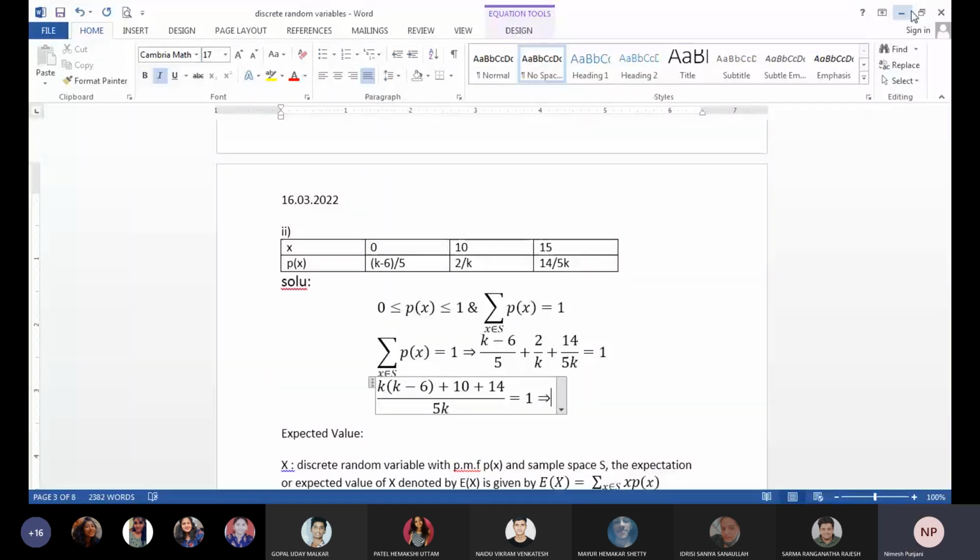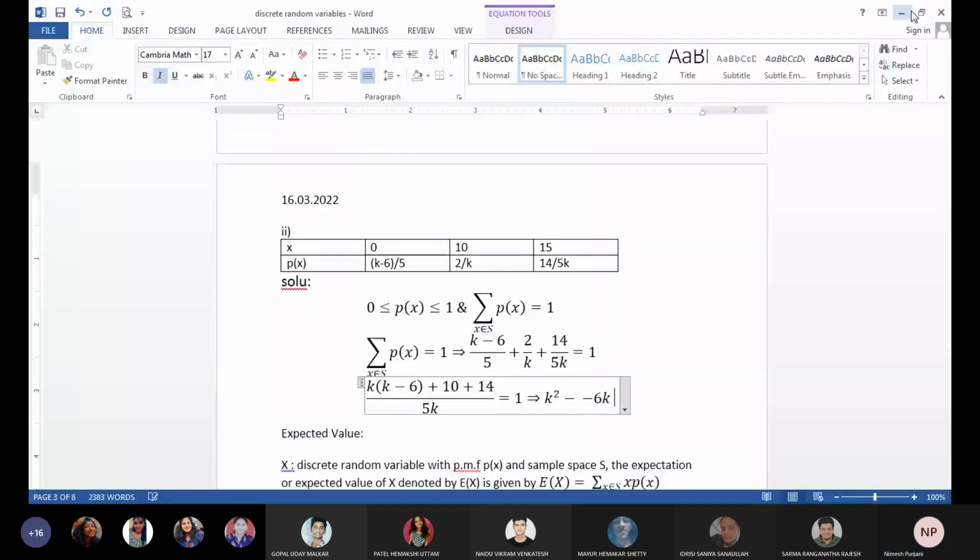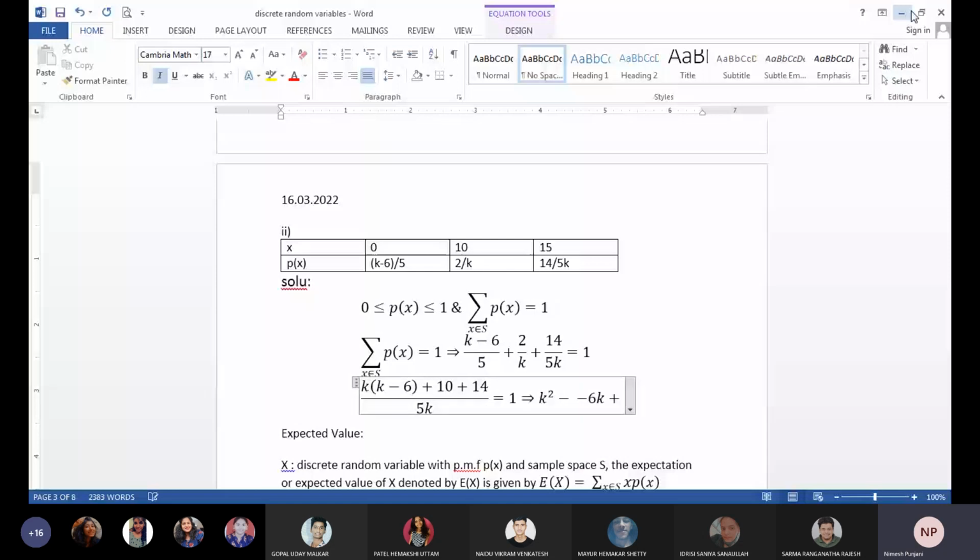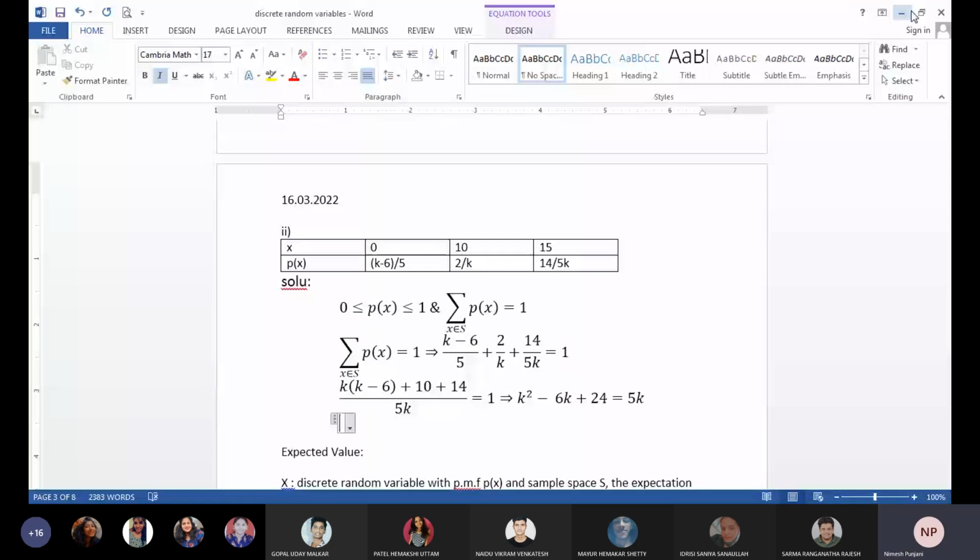What does this imply? If I open the bracket, I get k square minus 6k plus k square minus 6k plus 24 equals to 5k. Right, k square minus 6k plus 24 equals to 5k. Now I simplify and I can write it as k square minus 11k plus 24 equals to 0. Yes. Is this okay?